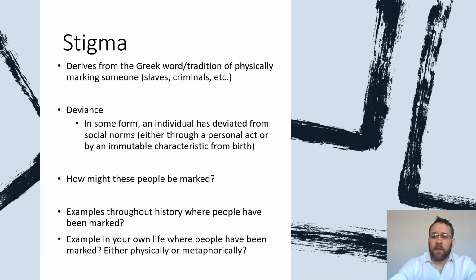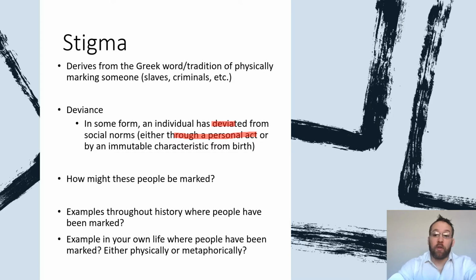So this is not uncommon to you with regard to the ways in which people have been marked throughout the centuries. It has to do with this idea of deviance. In some form or another, an individual has deviated from a social norm. So this gets into more of the psychological or sociological aspects, as opposed to the actual markings that would happen on people. Today it's more of a deviance situation that we might stigmatize someone. It's important to know that deviating from social norms could be through a personal act, so someone's individual choices have caused them to deviate from the norms.